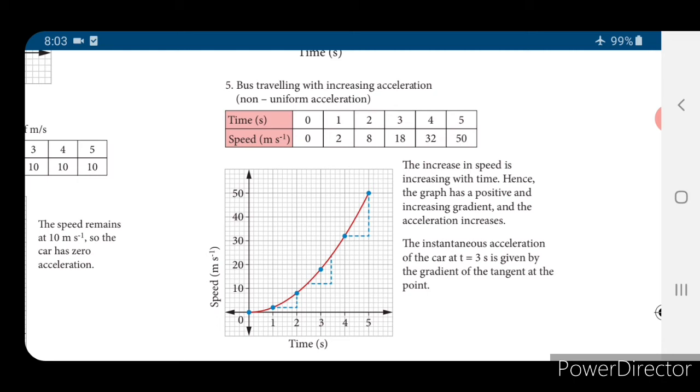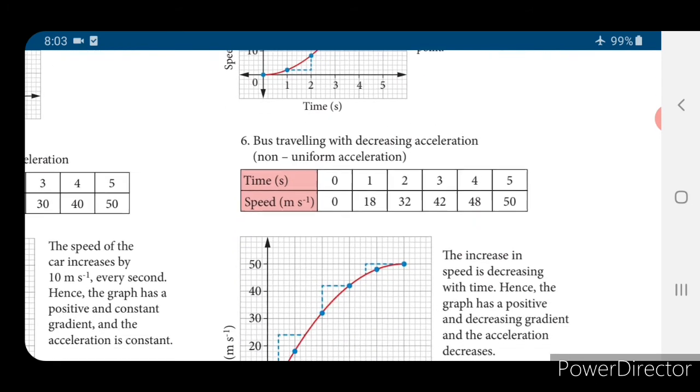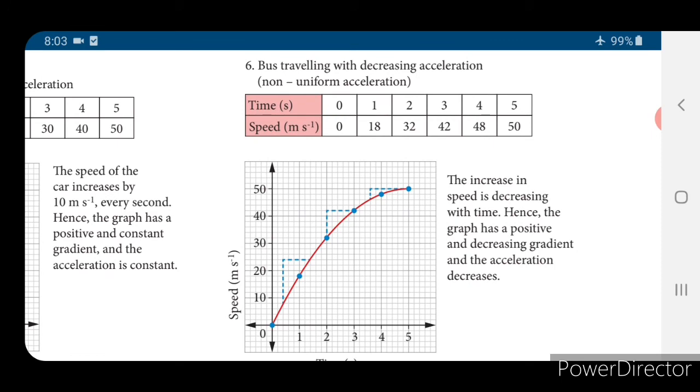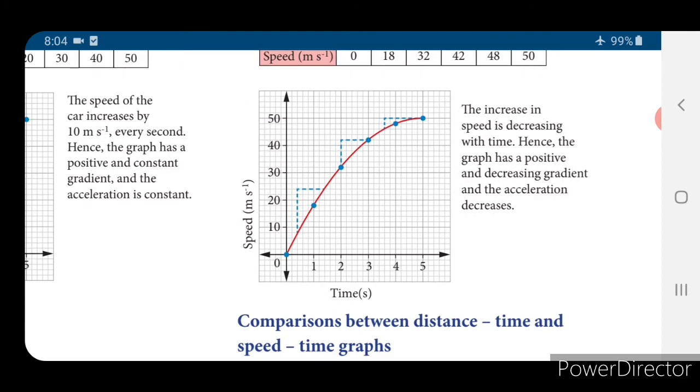So the instantaneous acceleration of the car at time t is given by the gradient of the tangent at that point. The next one, bus traveling with decreasing acceleration. At time 0, the speed is also 0. After 1 second it is 18. After 2 seconds 32. After 3 seconds 42. After 4 seconds 48. After 5 seconds 50. So the increase in speed is decreasing with time. Hence the graph has a positive and decreasing gradient, and the acceleration decreases.